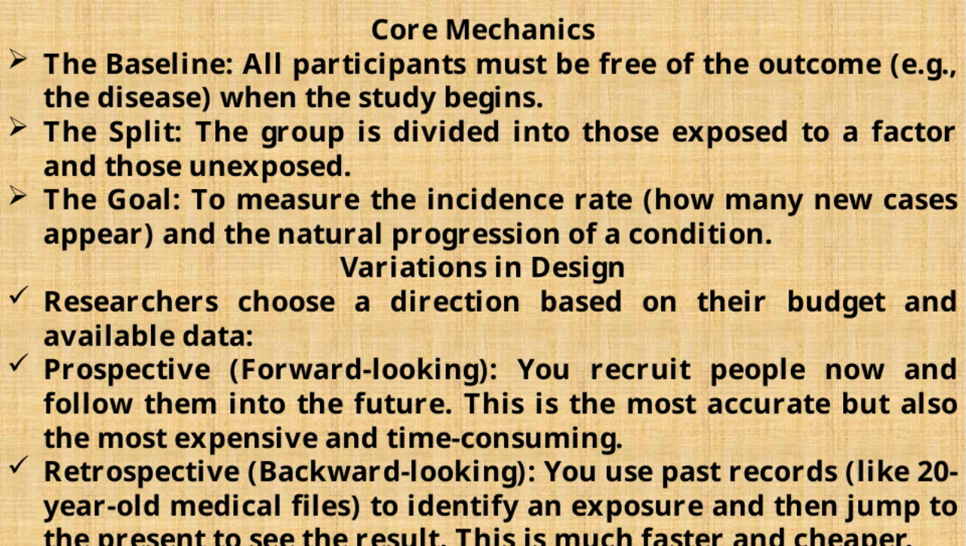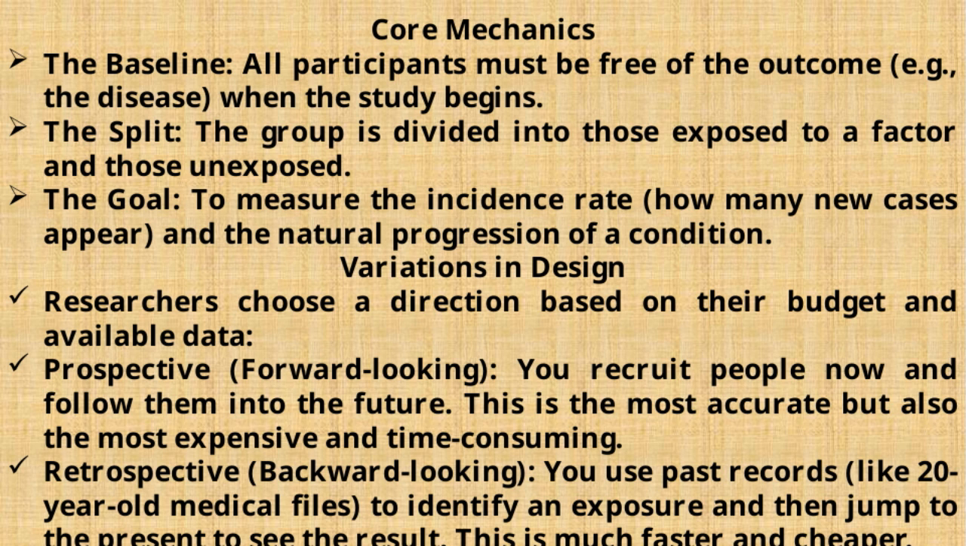Let's take a closer look at the core mechanics of study design. First, we have the baseline, which means that all participants need to be free of the outcome, such as a disease, at the start of the study. This helps us establish a clear starting point. Then, there's the split, dividing the group into those who are exposed to a specific factor and those who are not. This division is crucial because it allows us to compare how different exposures might influence outcomes. Our main goal here is to measure the incidence rate, which is essentially how many new cases of a condition appear over time, and to understand the natural progression of that condition.